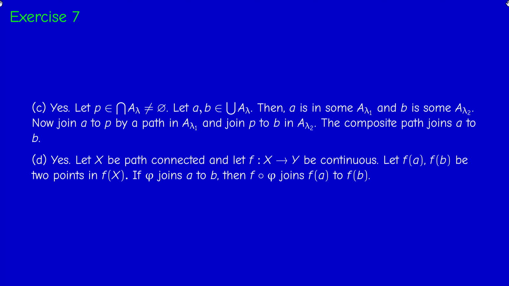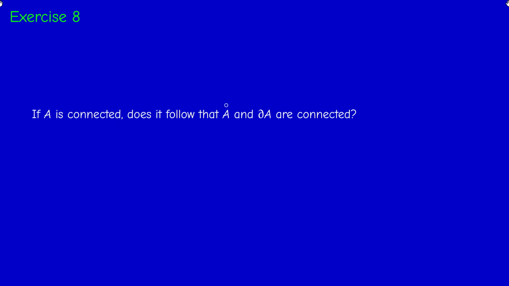So, yeah, therefore, this concludes exercise 7. Exercise 8, also an open-ended question. We know that if A is connected, then the closure of A is connected.